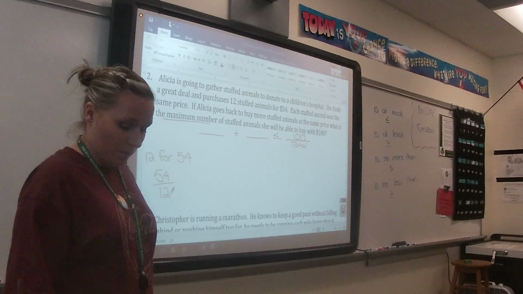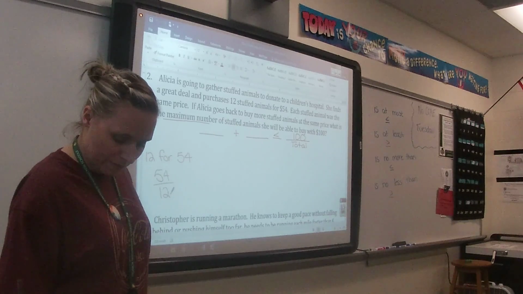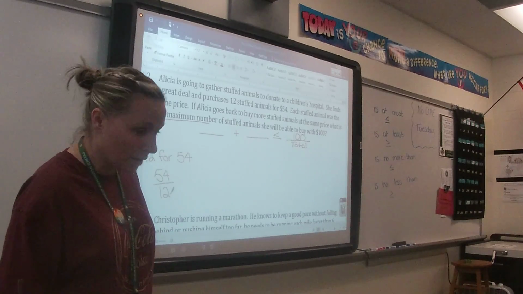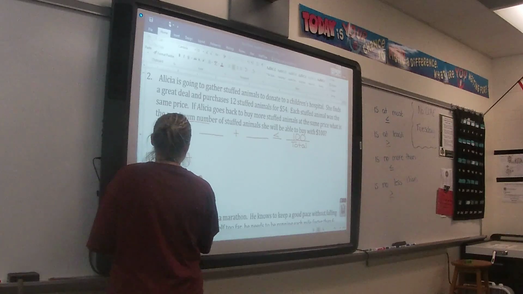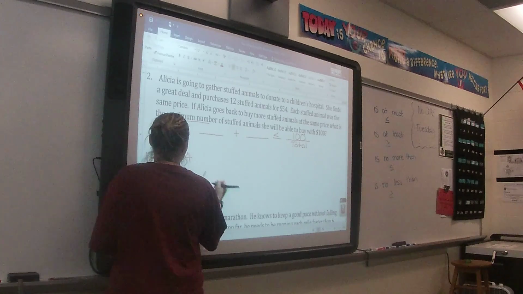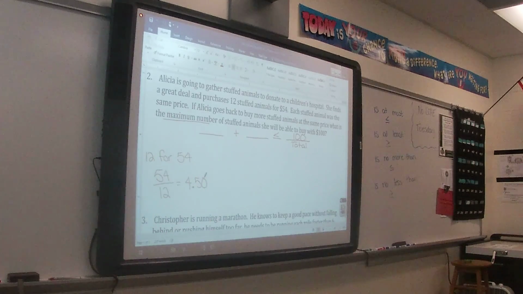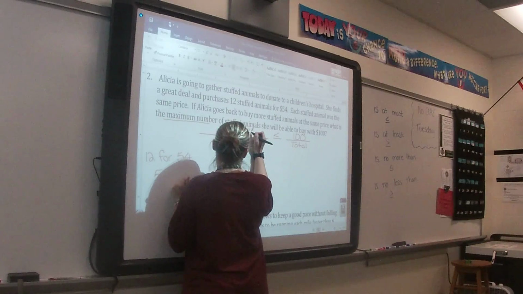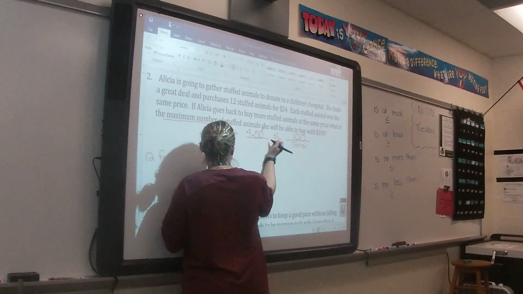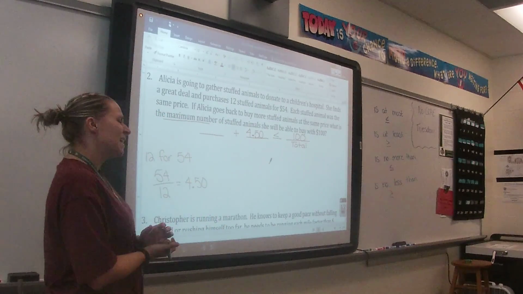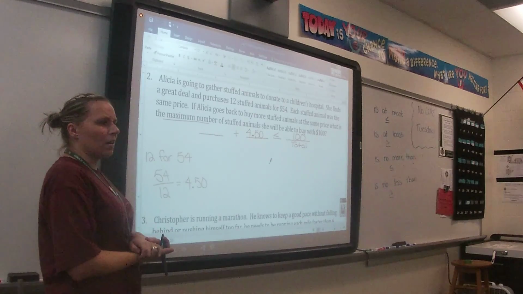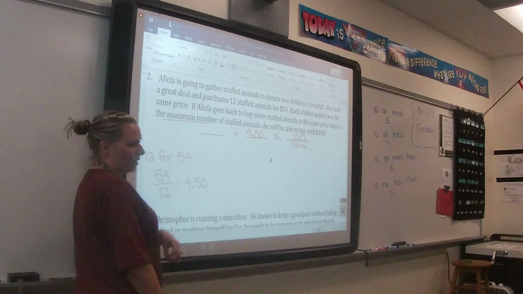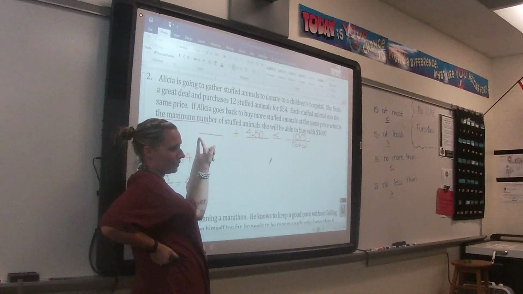4.5. So what did we get? 54 divided by 12 gave us what? 4.5, so it'd be $4.50? Yeah. Okay. So we have $4.50 per stuffed animal. So what do we want to put in one of the blanks up here? $4.50. Why are you putting it on that side? Does it matter which one goes in? It doesn't matter. I picked it for a reason because what goes in this blank?